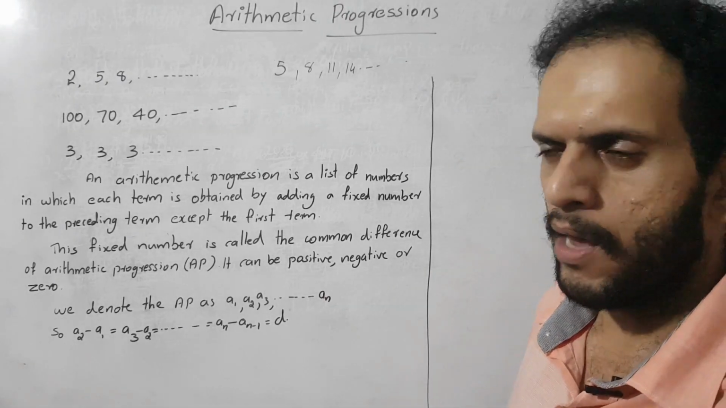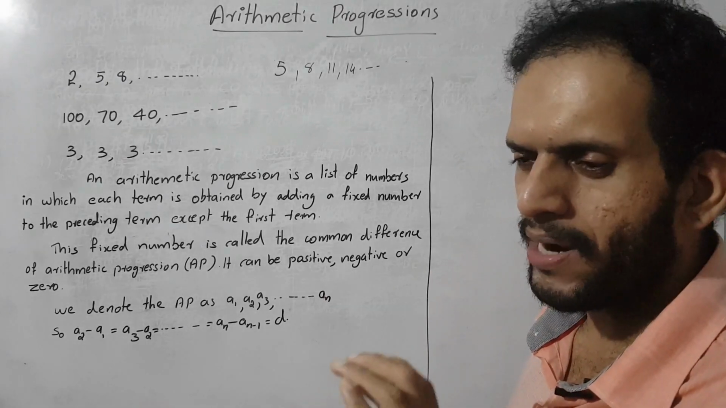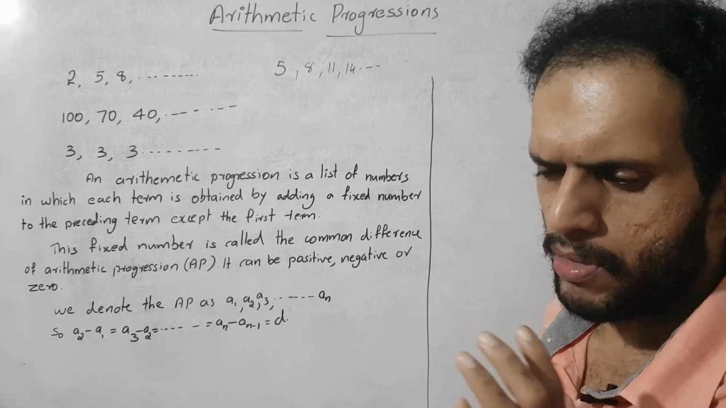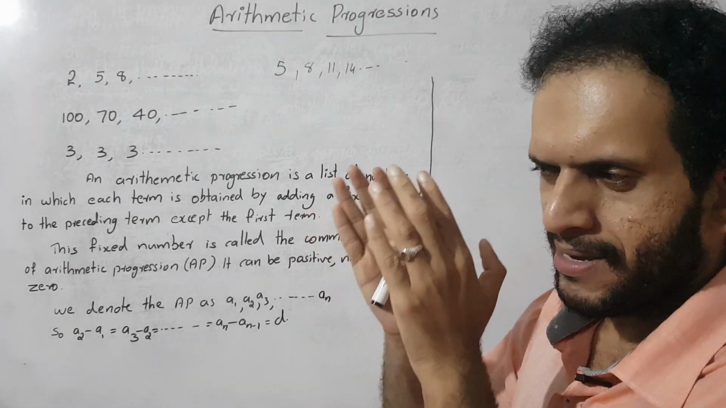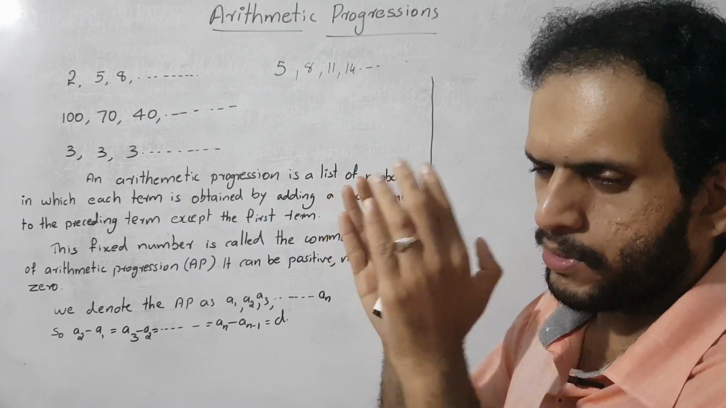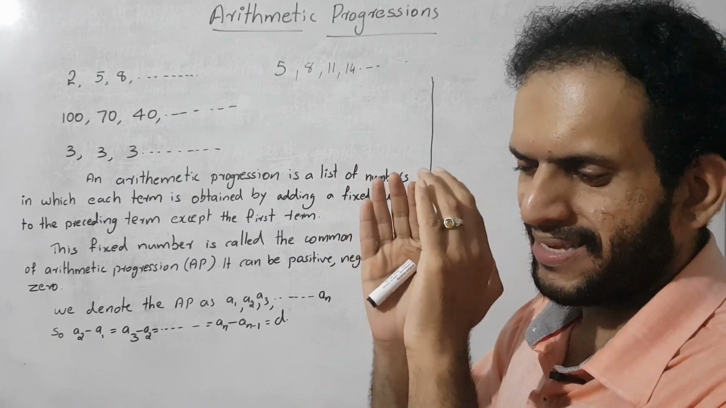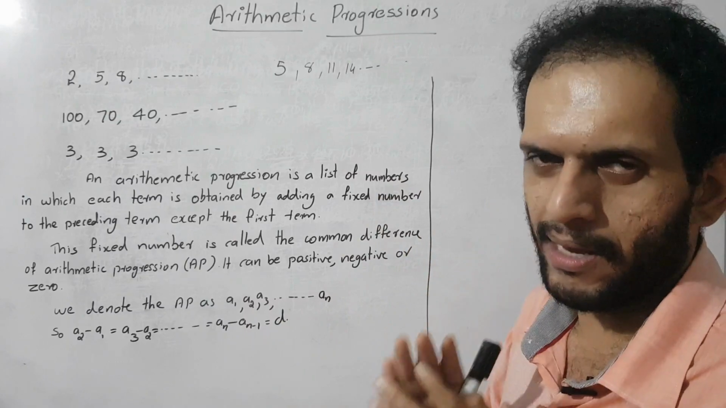Then how do we identify what the common difference is? We just subtract the first term from the second term, or the second term from the third term, like that.